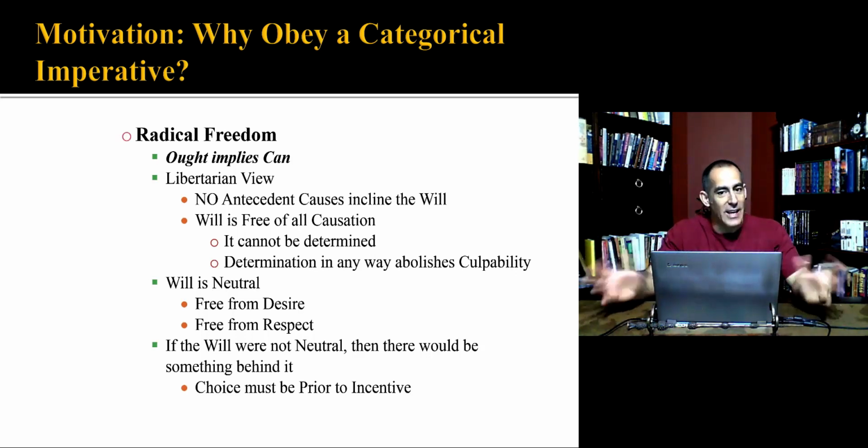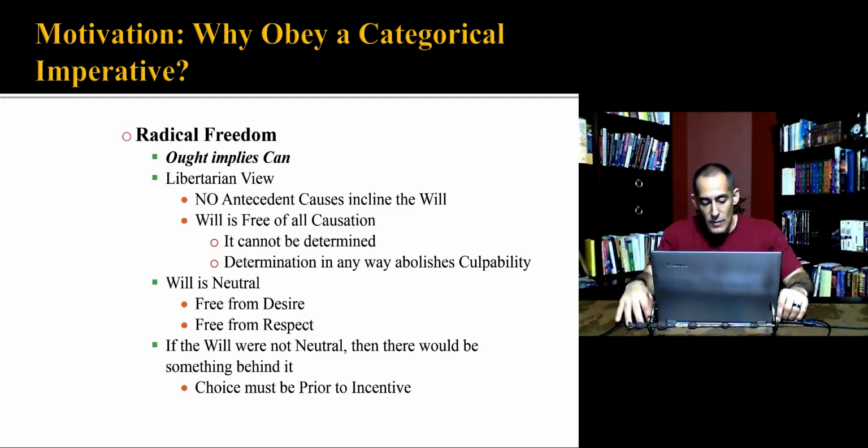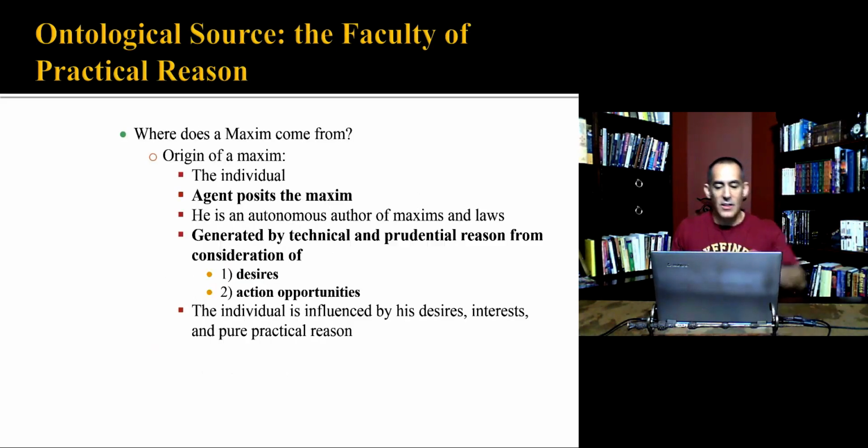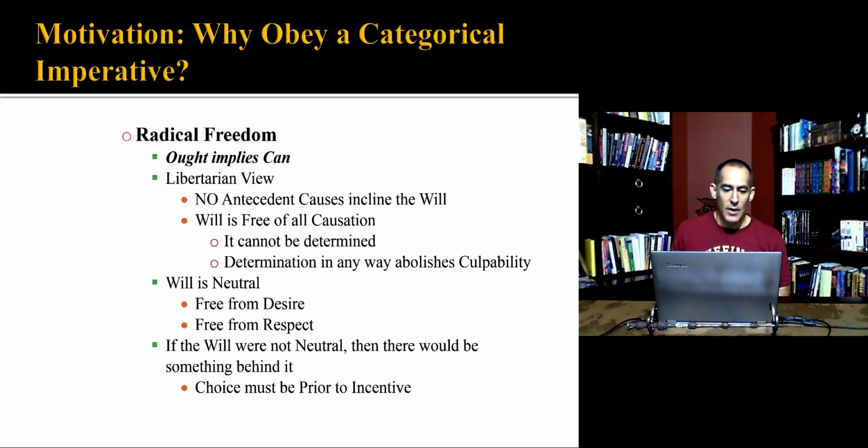The famous phrase, ought implies can, we've seen this before, very much associated with Kantian thinking, implies some kind of libertarian view of freedom, that there are no antecedent causes that incline you in any direction. Your will is free from all causation and undetermined. It's neutral, right? It's free from desire, free from respect. That's why I can go in either direction simply by an act of the will. And if the will were not neutral, then there would be something behind it that moves you in a certain direction, which reduces the freedom, which is why choice has to be prior to it. Okay, so that's enough on the motivation question and on this idea of freedom.